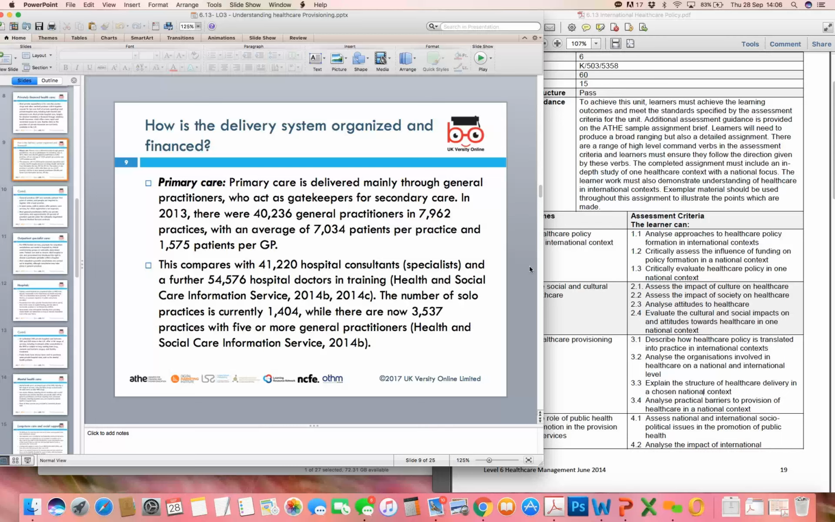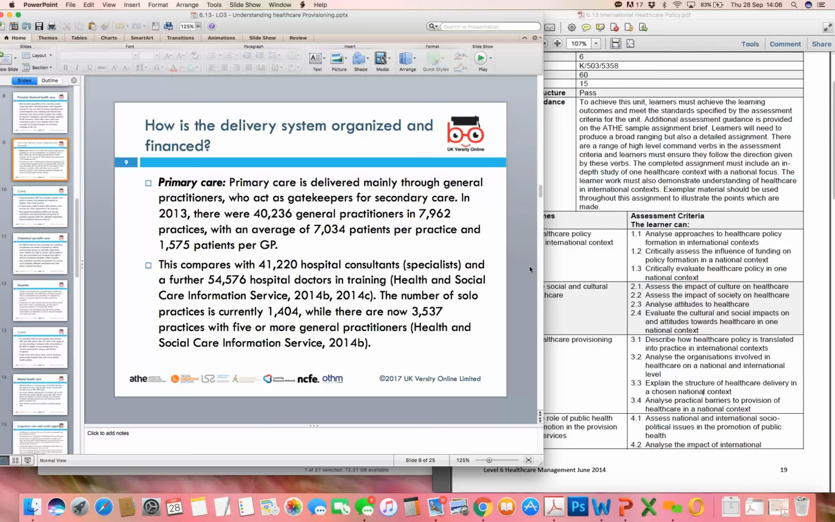So essentially, what you're looking at is a clear indication of an understanding of how the system works. So you have GP surgeries, you have hospitals, you have consultants, you have nurses, and you have all the other staff which actually supports this whole system in terms of providing the service.